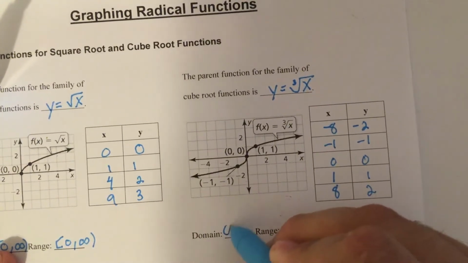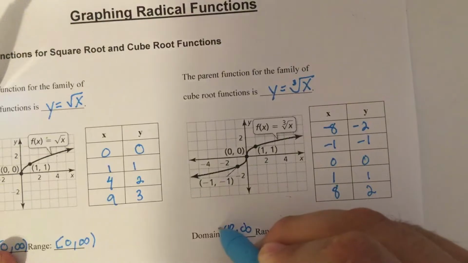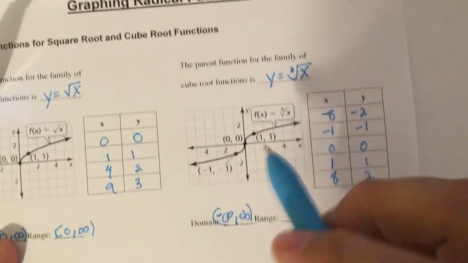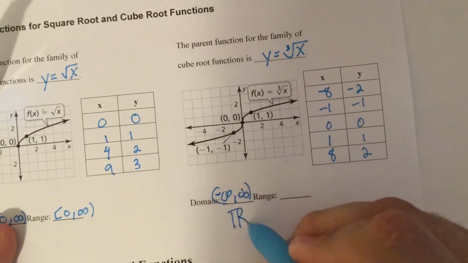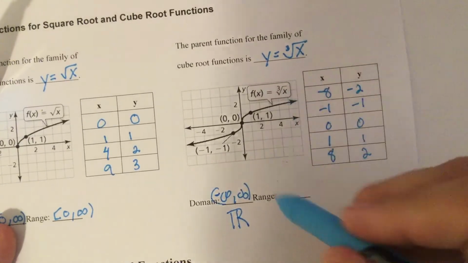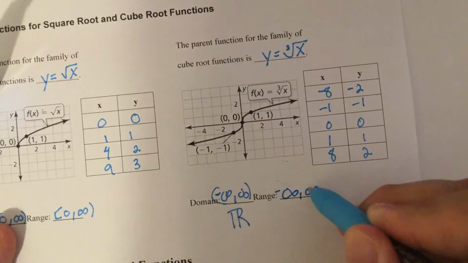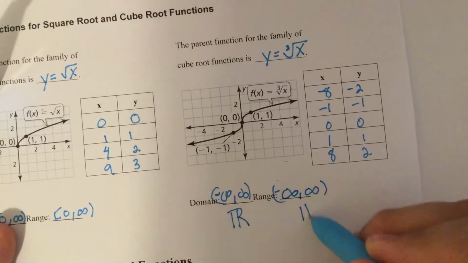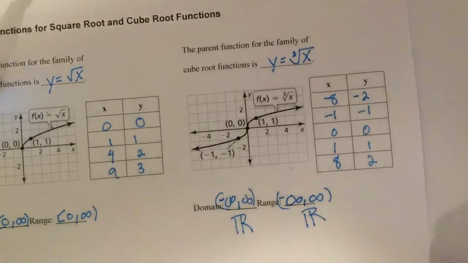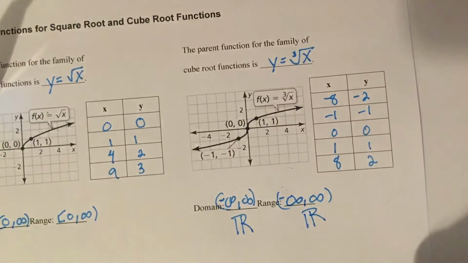So your domain is going to be negative infinity to positive infinity, right? Which we should all know means all real numbers. Okay, the range, the same thing, negative infinity to positive infinity, which again, is all real numbers. So for the parent cube root function, the domain and range are all real numbers.